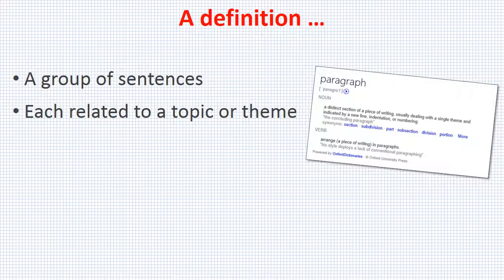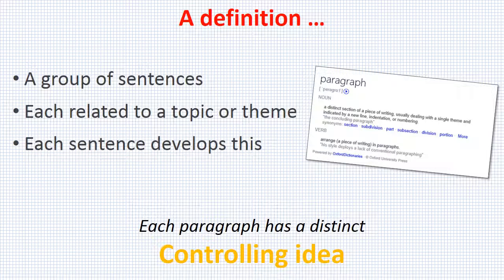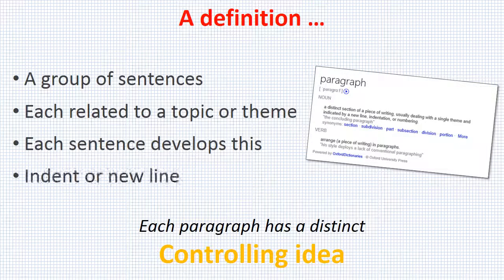In fact, a paragraph is a group of sentences which all have a common topic or theme. That is to say, each sentence in the paragraph is connected to a controlling idea, and each sentence would develop this idea. And when we move to a different point, topic or idea, we start a new paragraph. And one more thing, we indicate that new paragraph by indenting it or leaving a one-line gap.